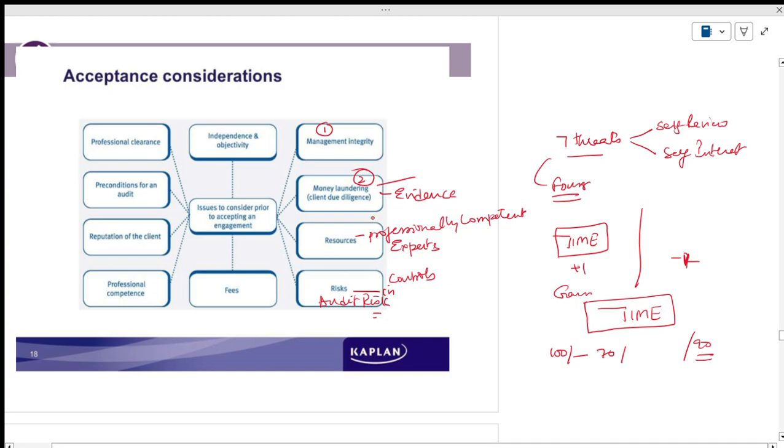Fees are very important. You will know they will test you. They say that 15% of the income of the client. Next, you should have professional competence. Here also we are talking about professional competence. Resources means the most important thing is that you should have a good team. Resources is also in terms of time.